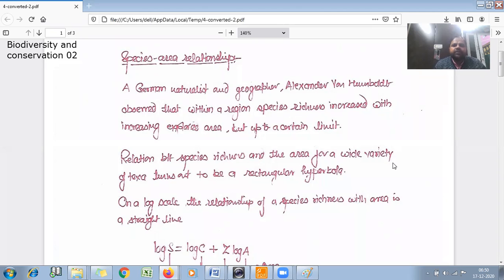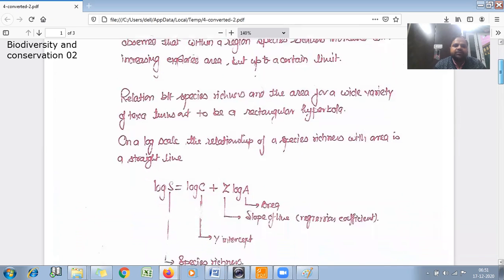A German naturalist and geographer, Alexander von Humboldt, observed that within a region, species richness increases with the increasing explored area, but up to a certain limit. It means when we are increasing the area of a particular geographical region, then the number of species also increases, but it happens up to a certain limit.